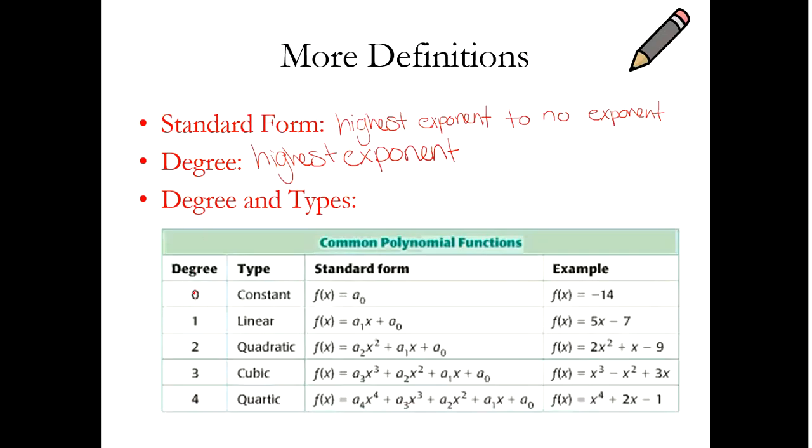If I have a degree of 0, that is a constant. That would just be like negative 14. Okay? A degree of 1, that's a linear function. That's 5x minus 7. Notice my degree is 1 because that's the highest exponent I have. Quadratic, you've heard of the quadratic equation before. That is when there's a squared. Cubic is when there's a cube, or to the 3rd power. And a quartic is up to the 4th. Now, we don't have special names for the rest of them, but we do have degree of 5. That would be a 5th degree polynomial. That's what you would call that.